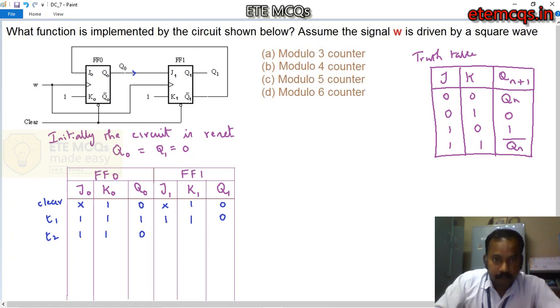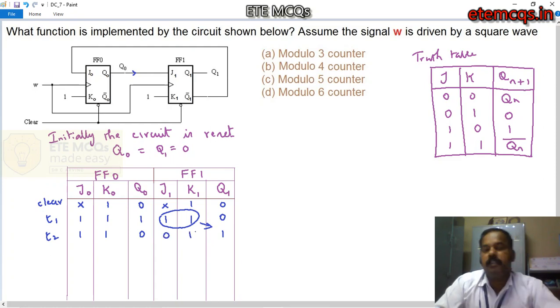Whereas in this particular case, J1 and K1, which are supposed to toggle the present output, will get reflected here. Only during the second trigger, this one is enabled. This 1 and 1 dominates and toggles. So this becomes 1. It happens due to this particular input J1 and K1. This 0 moves on to J1 and K1 is again tied to 1. No change in it. Okay.